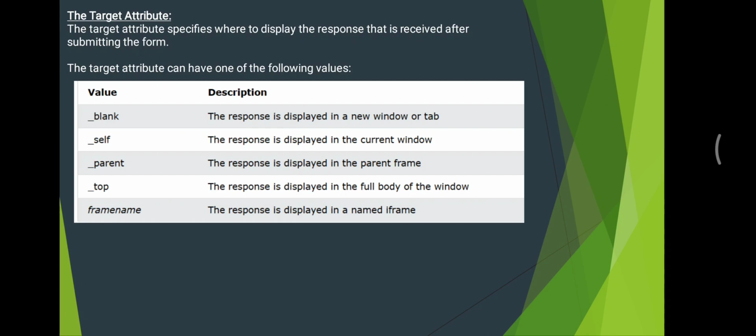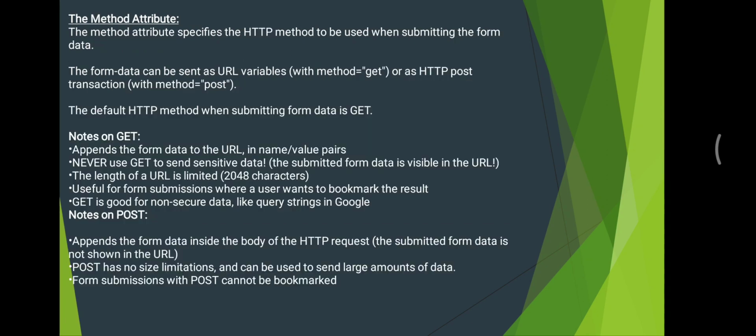We can easily understand by seeing that table, which lists blank, self, parent, top, and framename. Usually you can read the description. And the method attribute specifies the HTTP method to use when submitting form data. The form data can be sent as URL variables with the method get, or as an HTTP post transaction with the method post. The default HTTP method when submitting form data is get.